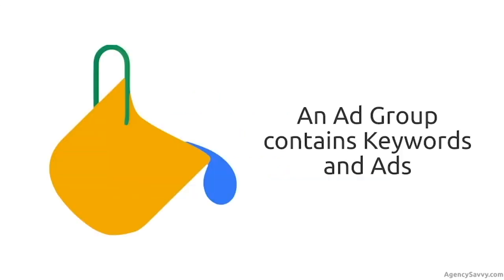Think of an ad group as a bucket. An ad group is just a big bucket that contains your keywords and your ads. It contains as many keywords and ads as you want within reason. You're probably generally going to have a very, very small number of keywords and ads in each ad group. And as I'll explain in a second, far better to have lots of ad groups than just one big bucket.